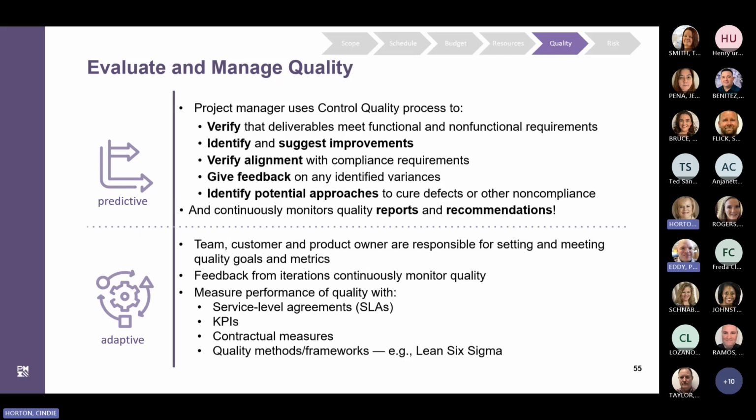The objective of quality activities is the same whether they're dealing with an upfront, well-defined set of requirements or a set of requirements that are progressively elaborated and incrementally delivered. Let's look at two development approaches to evaluating and managing quality. First, in the predictive approach, as the project team produces deliverables, the project manager will use the control quality process to review the deliverable and verify that it meets both functional and non-functional requirements.